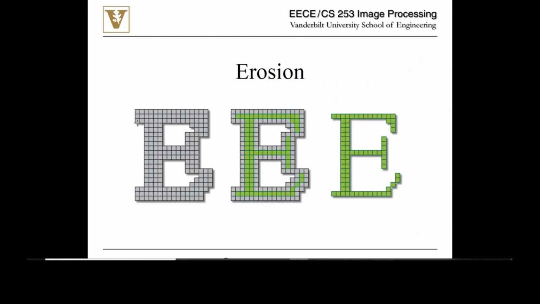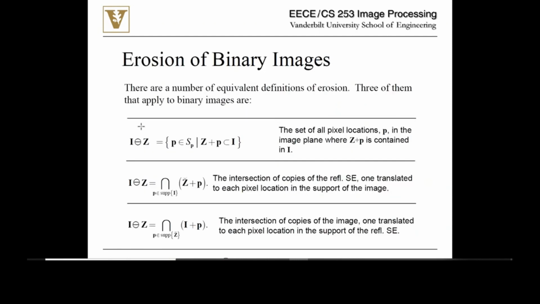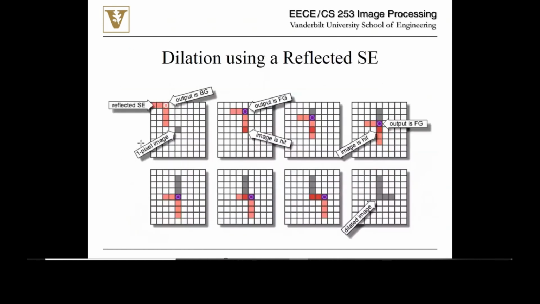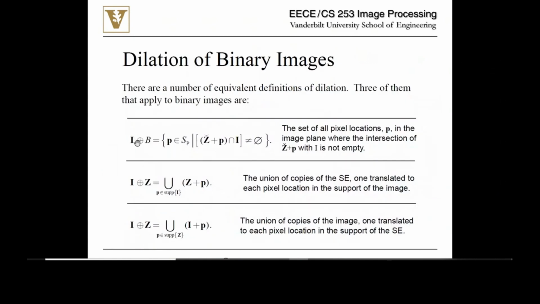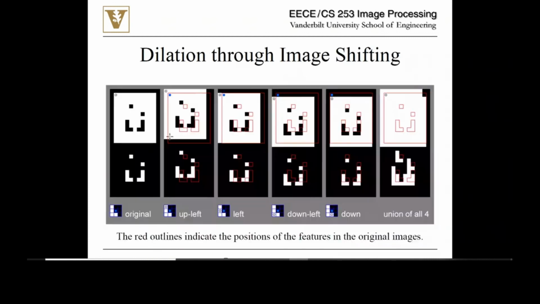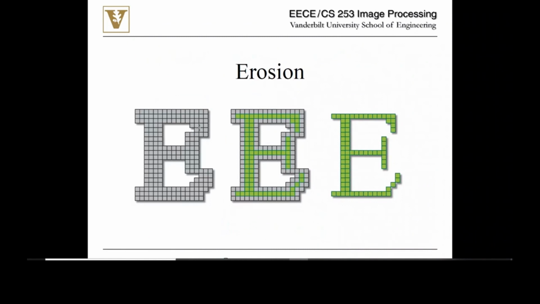Okay, so we have dilation already. So we can now define a new operator that will be erosion. Erosion is defined in this way. I didn't mention that, but the symbol of dilation is this plus with a circle. So erosion will be minus with a circle. Erosion takes the foreground of an image and makes it smaller. This is the original image, and this is the eroded version.